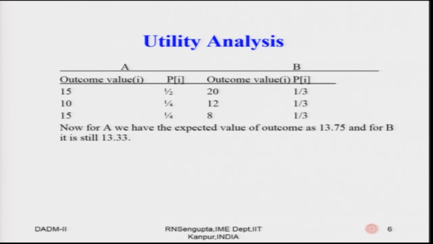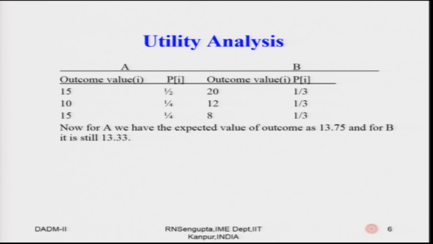Now, consider the scenario is changed a little bit, in the sense the values for machine A and machine B remain the same: for machine A, it remains 15, 10, 15, and for B, it remains 20, 12, 8. But the corresponding probability for machine A has now changed. It is no more 1/3, 1/3, 1/3 for all these three values, but now the probabilities are 50%, 25%, 25%, which is half, 1/4, 1/4 respectively, while for machine B, the probabilities remain as 1/3, 1/3, 1/3.